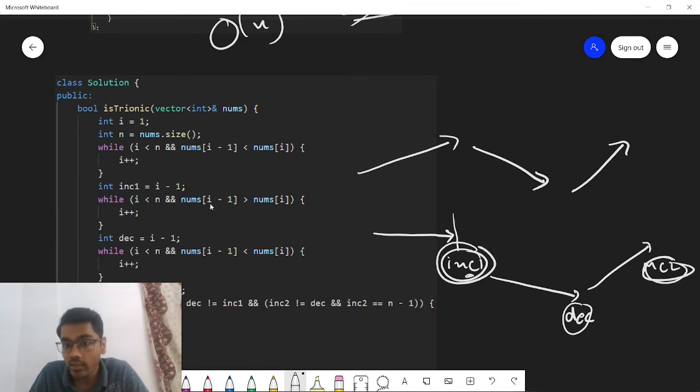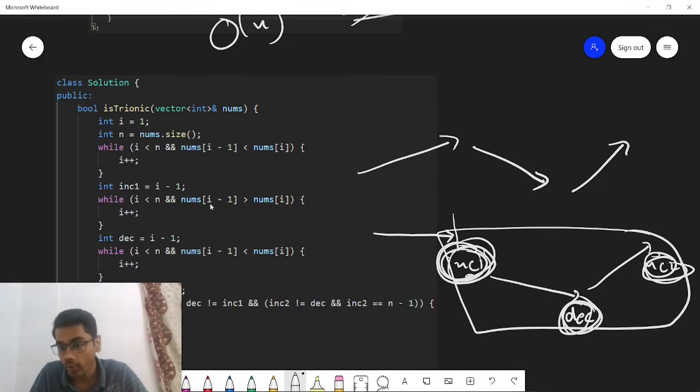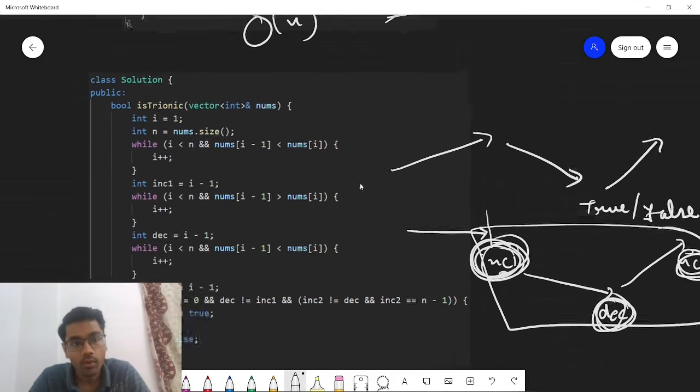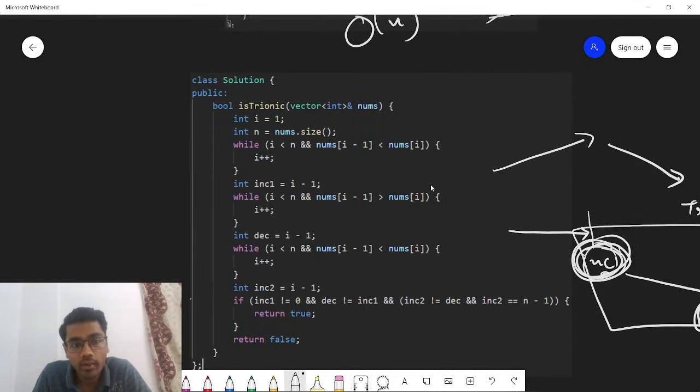In the end we can check for the condition whether this is greater than 0 and this is not equal to this particular value increasing 1 and all of that. So conditions we can just check in the end, and according to that we can return true or false. So let me show you what I am saying. So we can check till which part we will get the strictly increasing part.